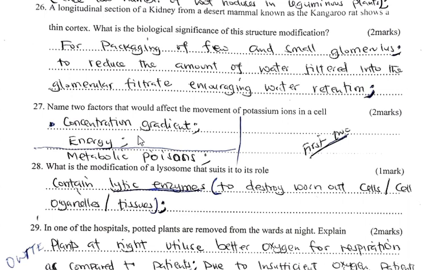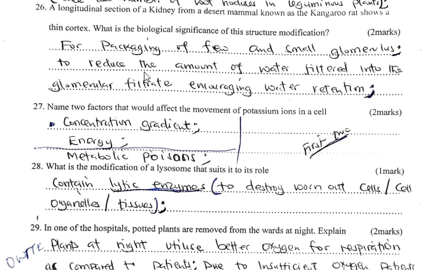For packaging of few and small glomeruli, and this is to reduce the amount of water filtered into the glomerular filtrate, thus encouraging water retention. Remember, a desert mammal needs to conserve water because there are little amounts of water in the desert. So those mammals living there need to find ways or modifications to conserve the little amount of water available.